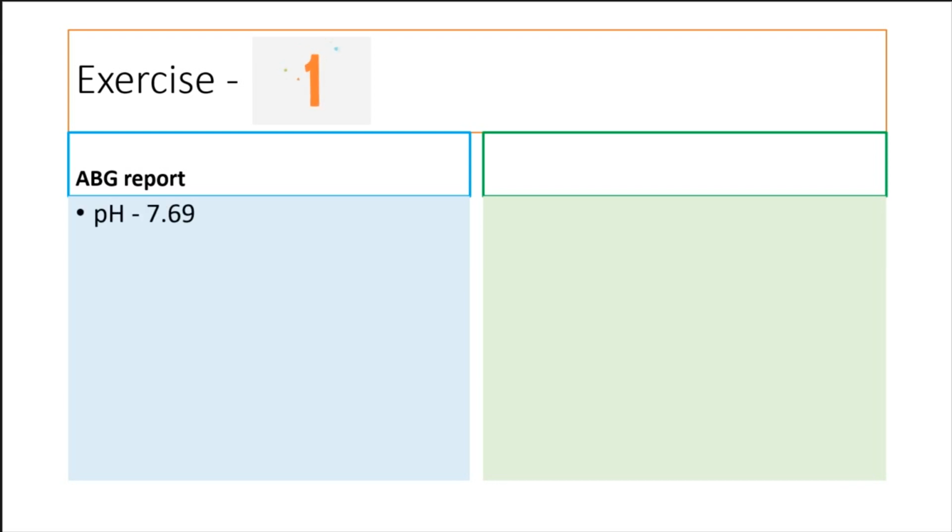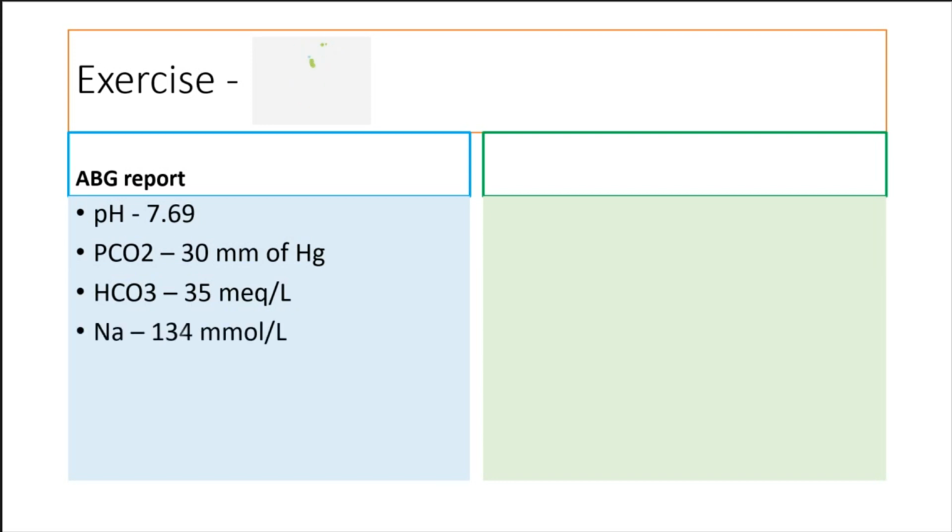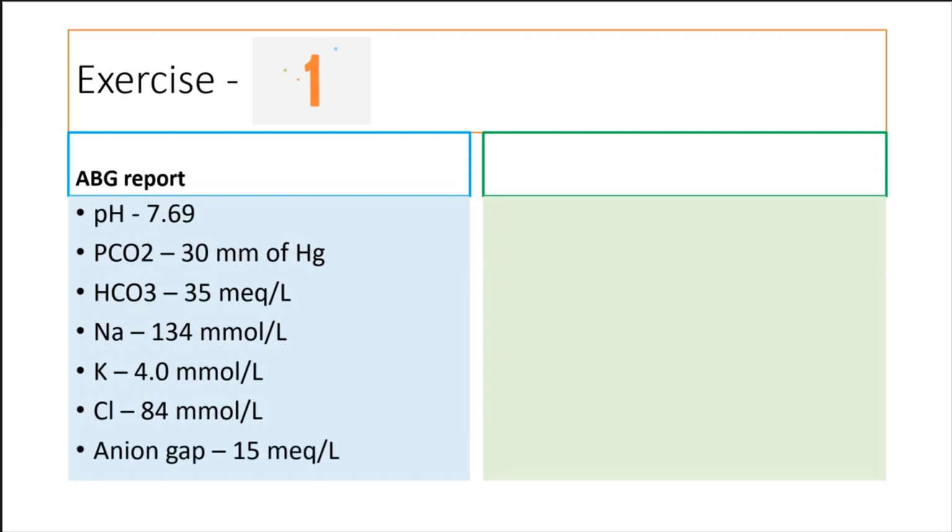Exercise 1. ABG report. pH 7.69. PCO2 30 mm of Hg. HCO3 bicarbonate 35 milliequivalent per liter. Sodium 134 millimole per liter. Potassium 4.0 millimole per liter. Chloride 84 millimole per liter. Anion gap 15 milliequivalent per liter.